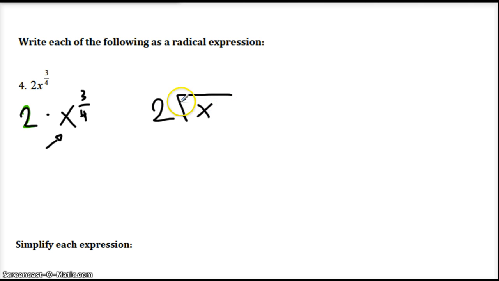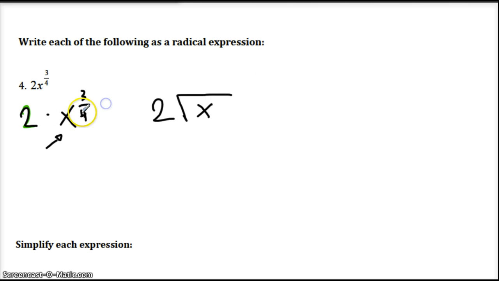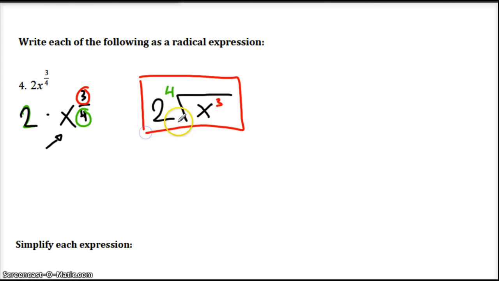And now which one of these is the index? Well, remember, the 4 is the index, so that's going to go over here. And our exponent is the top one, 3, so that goes on the inside. And that would be your final answer. Now the 2 would have gone on the inside if we had parentheses around it, but since we didn't, it remains on the outside.